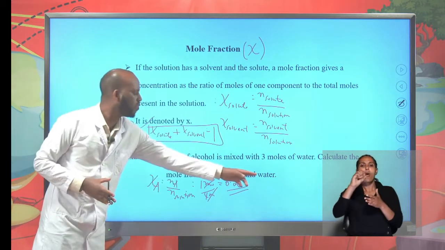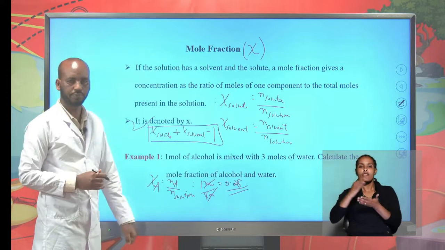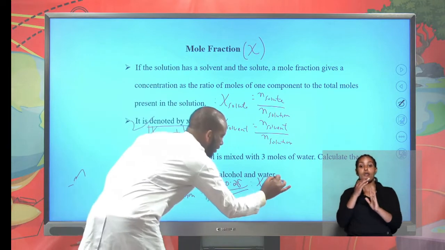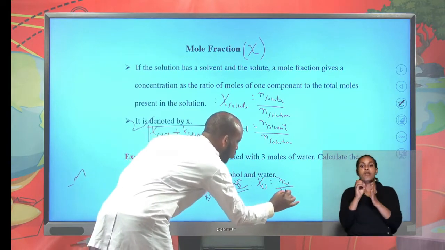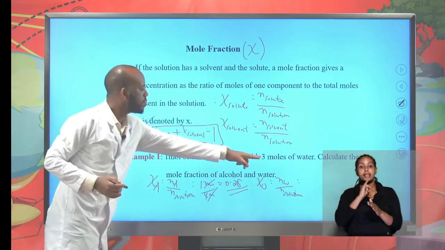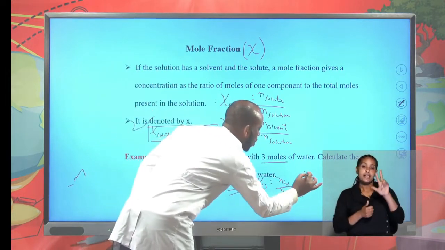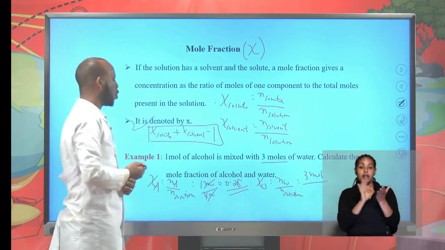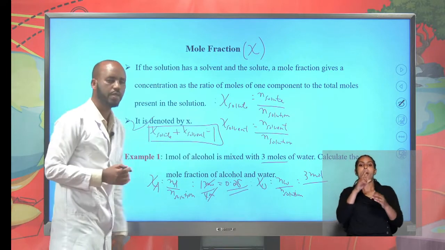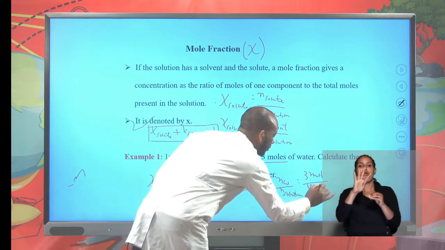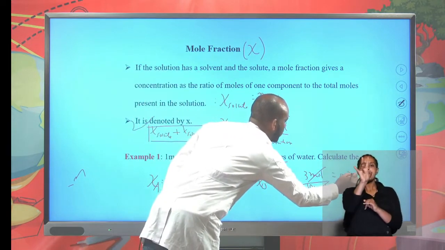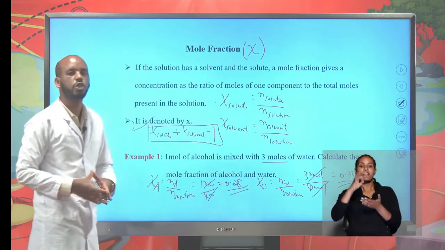What is the mole fraction of water? Mole fraction of the solvent. Mole fraction of water equals number of moles of water divided by number of moles of solution. Number of moles of water is 3 moles. 3 moles divided by number of moles of solution, which is number of moles of solute plus number of moles of solvent, which is 1 plus 3, 4 moles. Mole will be cancelled by mole. 3 divided by 4 is 0.75. Mole fraction has no unit.